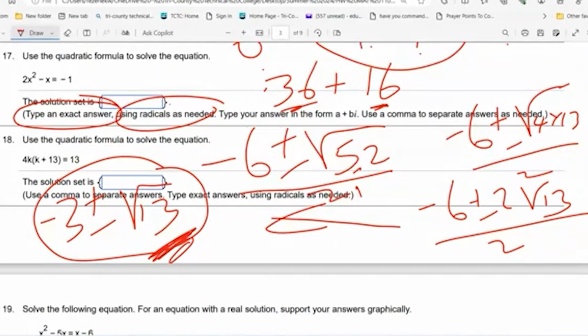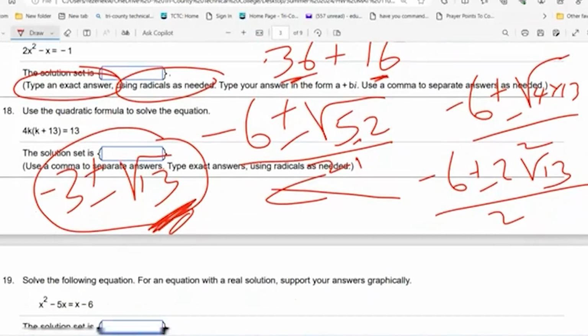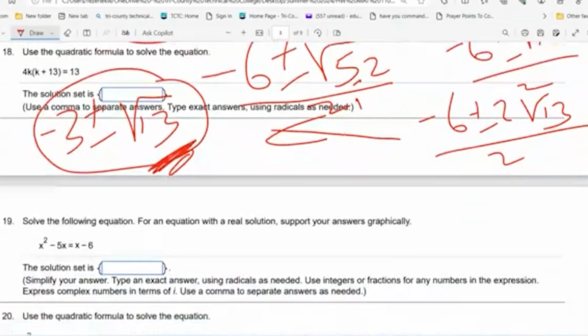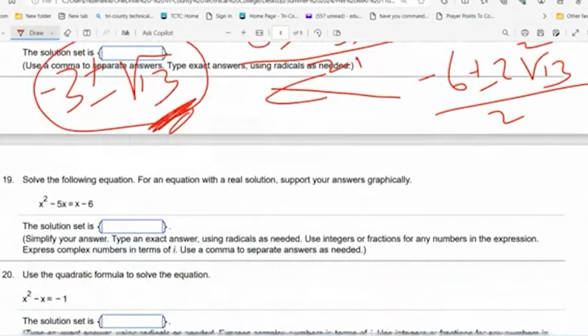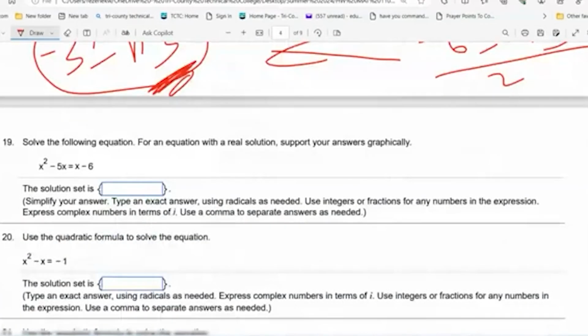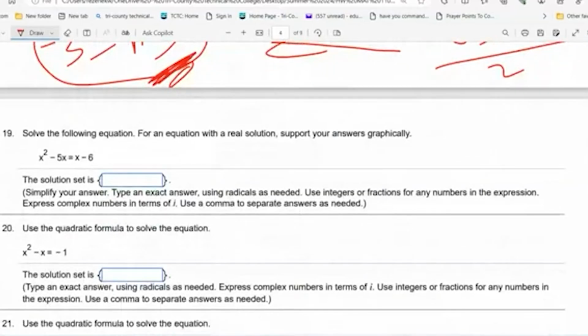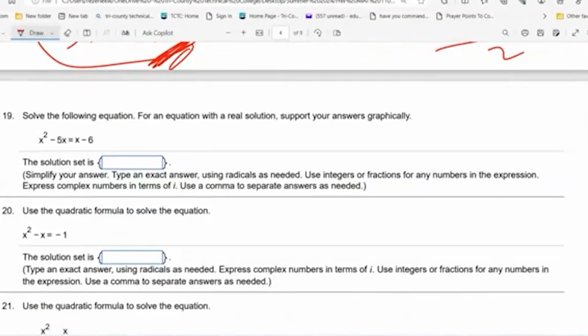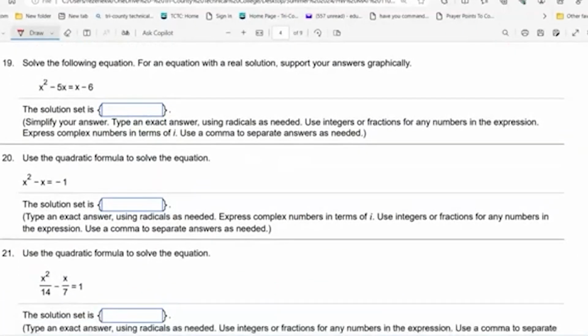I hope you understand. Any question about the exact form? Okay. So we solved one equation by quadratic formula. Maybe let's do another one that way. So this is another one. Solve the following equation for any equation with a real solution.